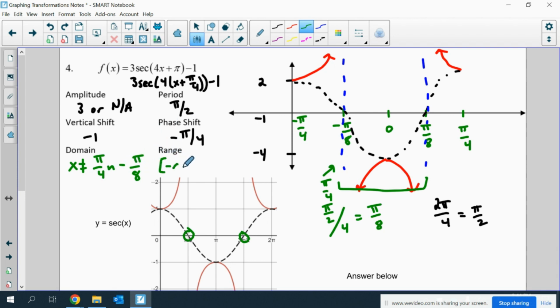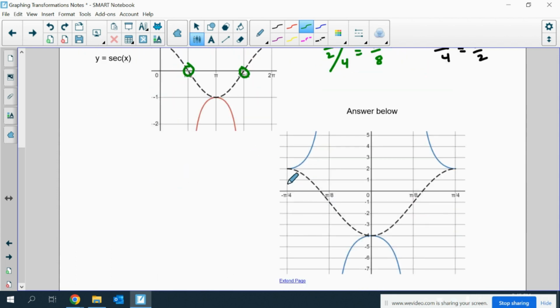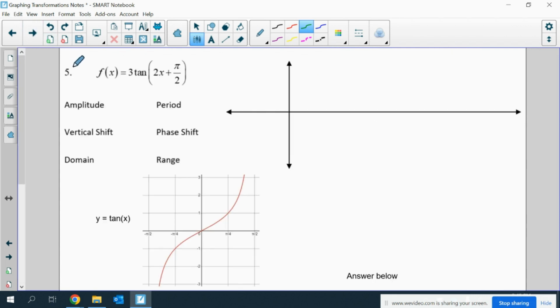The range is going to be negative infinity to negative 4, union 2 to infinity. And I screwed up the brackets and parentheses on this. Sorry about that. Parentheses, bracket. Then you check the answer in this context, and there it is. Of course, these are periodic functions that go on forever, and we're only doing one period of them.